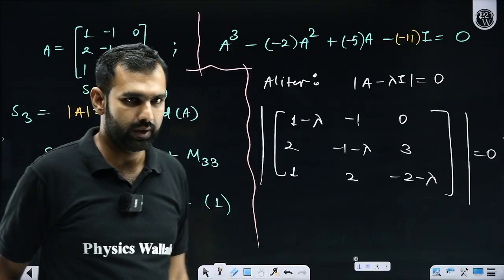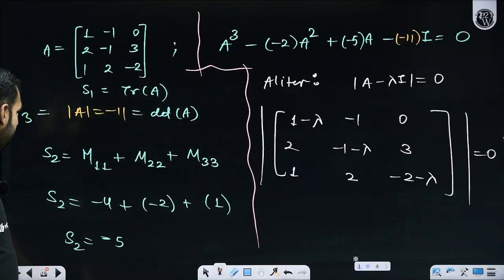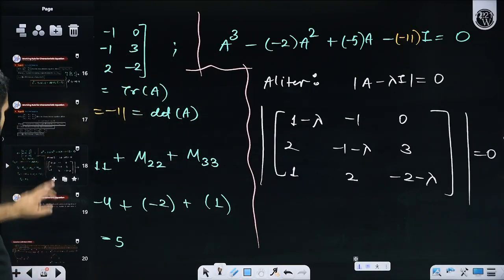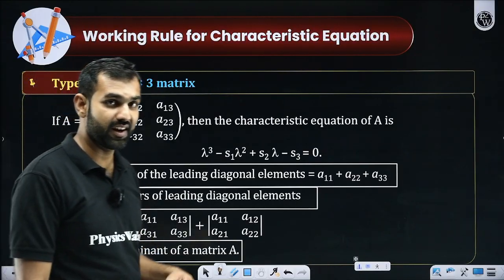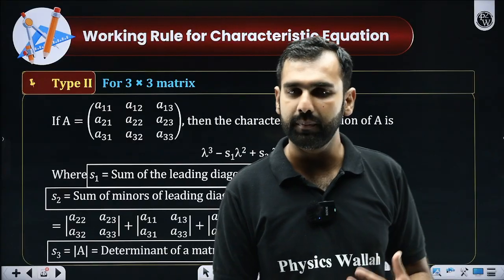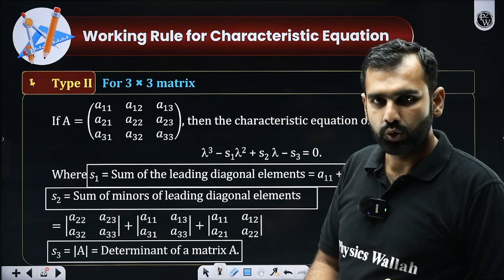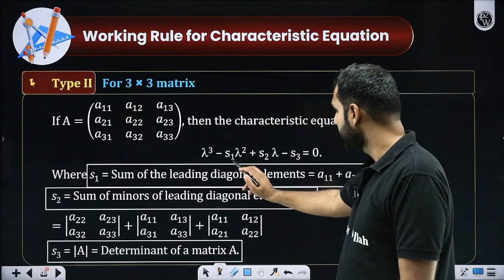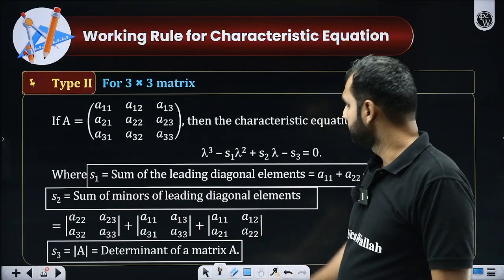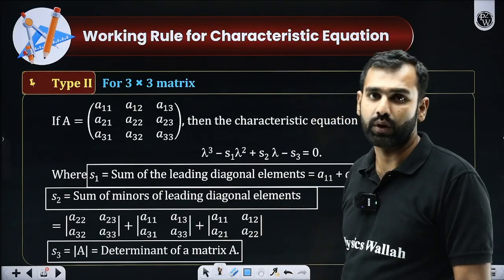Give me a quick update, all the participants. Everybody with me so far? So did you get this idea? How do we write the 3 by 3 characteristic equation? How do we write the 3 by 3 matrix polynomial? Everybody able to relate it with the 2 by 2. With 2 by 2, it remained same. Trace, determinant. But the only thing got changed here was this S2 now.